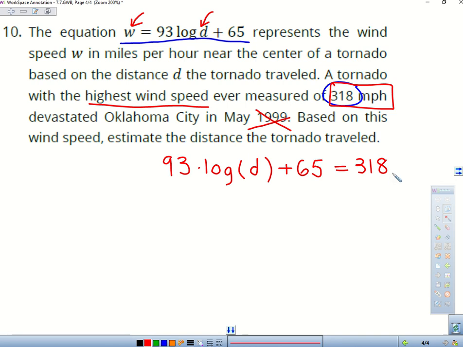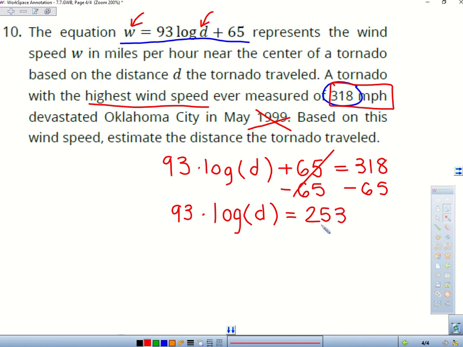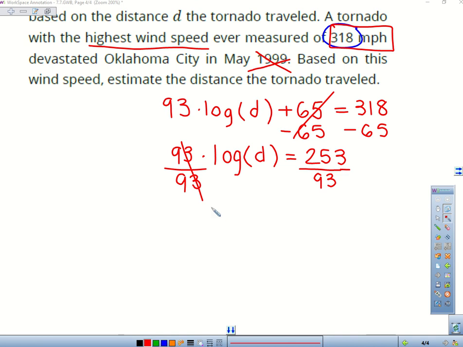So everybody see how I just wrote the W on the other side? I didn't change anything, but you're going to see why. So then my goal is to get D by itself, so I'm going to subtract 65 on both sides. Which is 253. Divide by 93. Now, if you try to do 253 divided by 93 in the calculator, it's a pretty nasty decimal. So for that reason, I don't want you to write a decimal approximation just yet. I want you to leave it as a fraction.